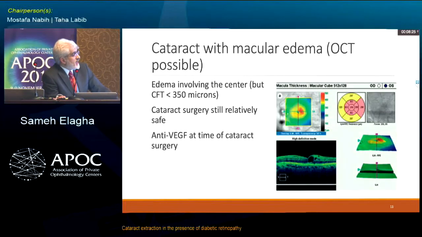anti-VEGF injection. Now, if there is edema involving the center, but the central foveal thickness is less than, say, 350 microns, it's probably still better to defer the cataract surgery. But if the patient insists, كتير جدا بنشوف عيانين بيجوا لنا من البلاد العربية وعايزين يسافروا إلى آخره, you can do the cataract surgery and you can inject anti-VEGF at the same time.